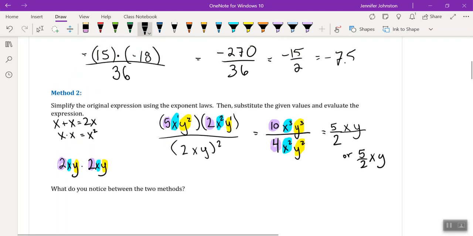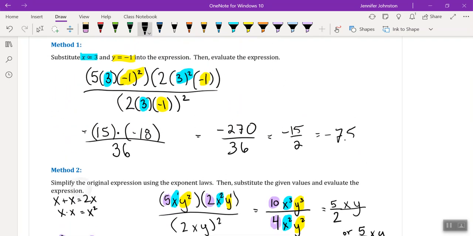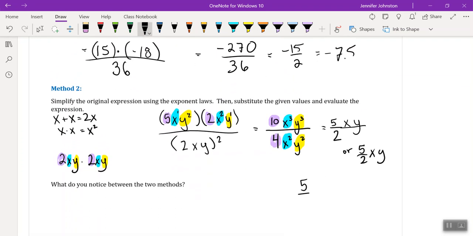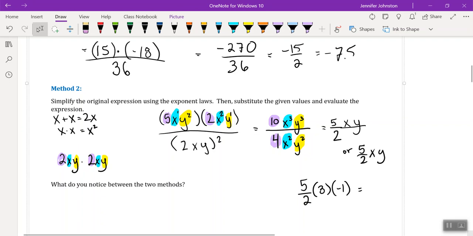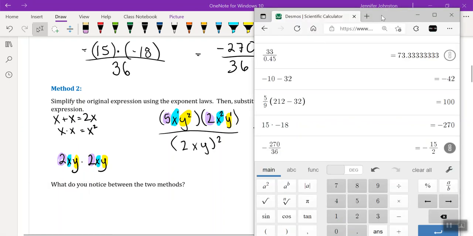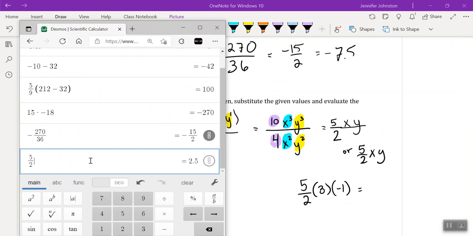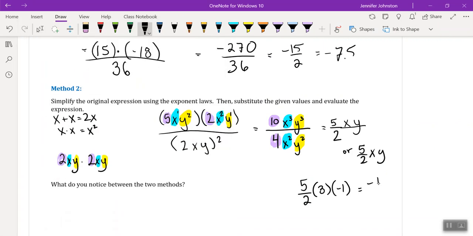That's fine too. Next, we have to take these 2 numbers, 3 and -1, and sub them in for x and y. Okay, so 3 was our x value, and -1 was our y value. And well, let's solve this. We can put it into our Desmos calculator if we like, or we can just multiply it out in our head. So I'm going to type exactly what I see there. Again, -7.5 or -15 over 2.